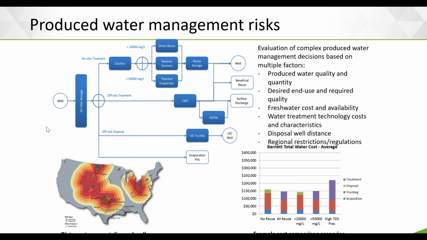And it's showing these complex decisions, such as the produced water quality and quantity, what is your desired end use, what is the cost of water available, and what are the disposal well distances and other restrictions. A lot of this work is going to be incorporated into that National Alliance for Water Innovation Hub mentioned earlier, and used as we develop more of these cost models. Next slide.